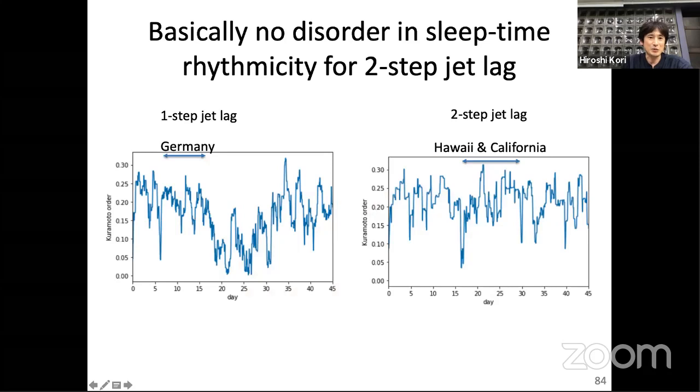And this is an analysis of the sleep time rhythmicity. For one-step jet lag, there are big problems after coming back from Germany. And this is the case of two-step jet lag, where no problem occurs. Actually, these data were taken by my wife, thanks to my wife.